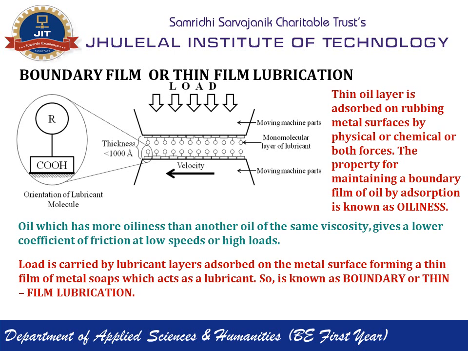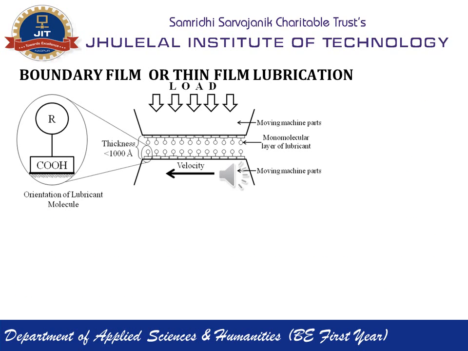The load is carried by the layers of the lubricant which have been adsorbed on the metal surface, forming a thin film of metal soaps which act as lubricant. This kind of lubrication is known as boundary or thin film lubrication. The coefficient of friction under these conditions ranges from 0.05 to 0.15.